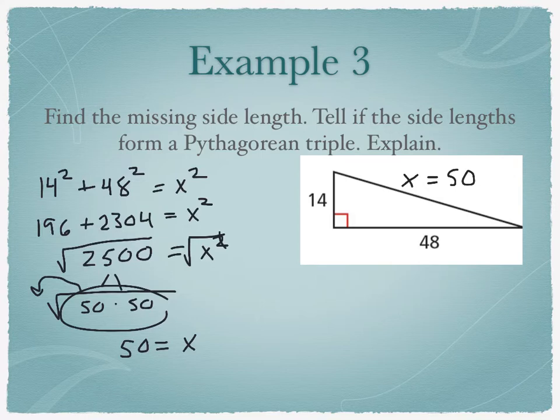Do these three side lengths form a Pythagorean triple? Yes, because they are all whole numbers. That's what makes it a Pythagorean triple. If we found the hypotenuse to be like 5 square root 2, that would not make a Pythagorean triple. The reason this is a Pythagorean triple is because we have three whole numbers.